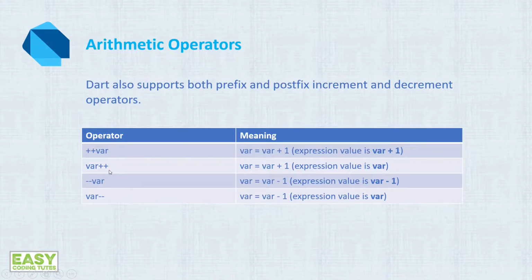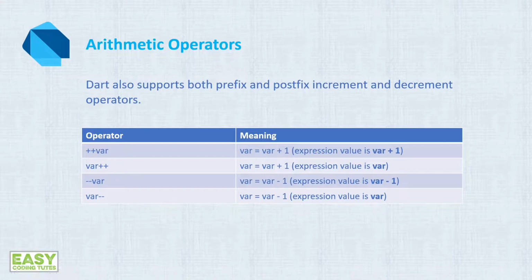So here we have var plus plus, so this is post increment. Its meaning is var is equal to var plus 1, but here the expression's value will be var, not var plus 1. The third one is minus minus var, so this is pre-decrement. Its meaning is var is equal to var minus 1, so its expression value is var minus 1. And the fourth one is var minus minus, so this is the post decrement operator. Its meaning is var is equal to var minus 1, and its expression value is var.